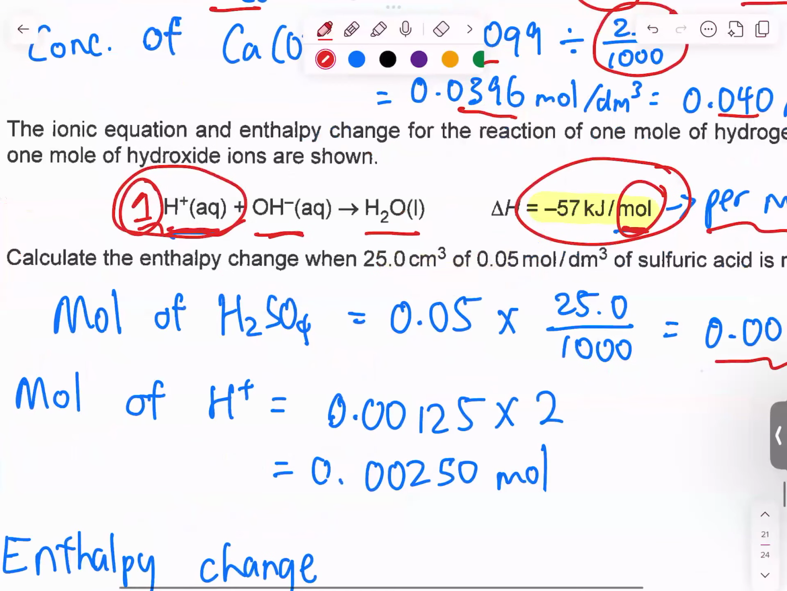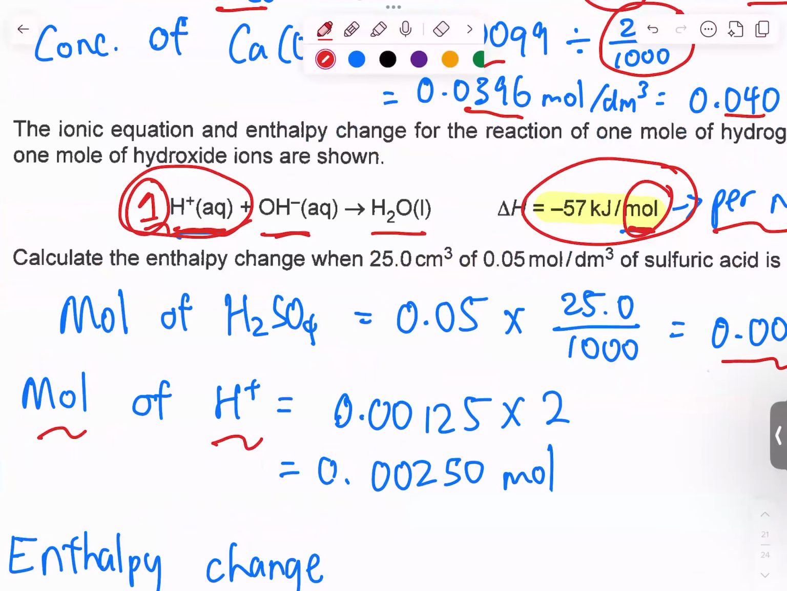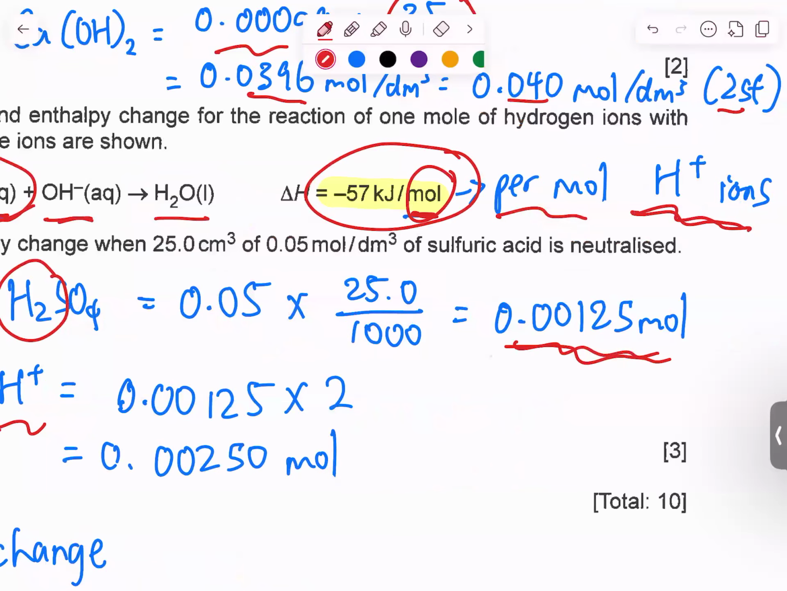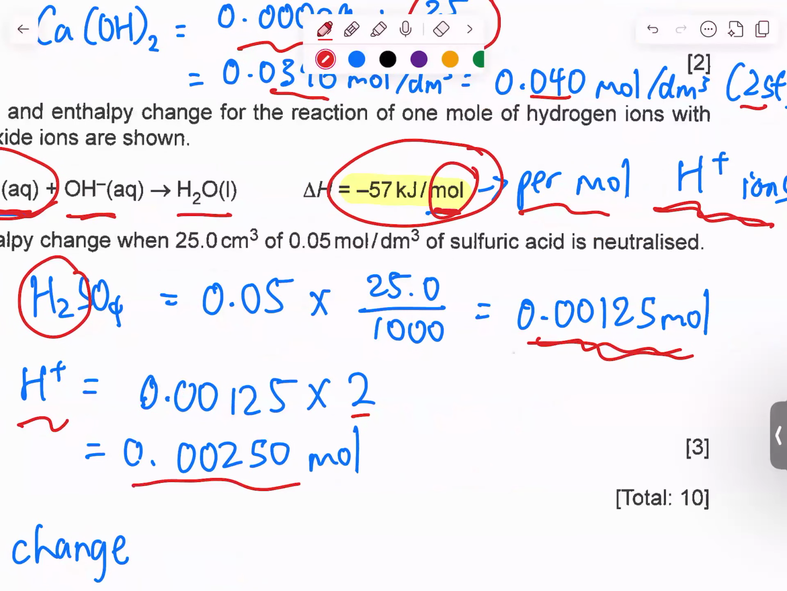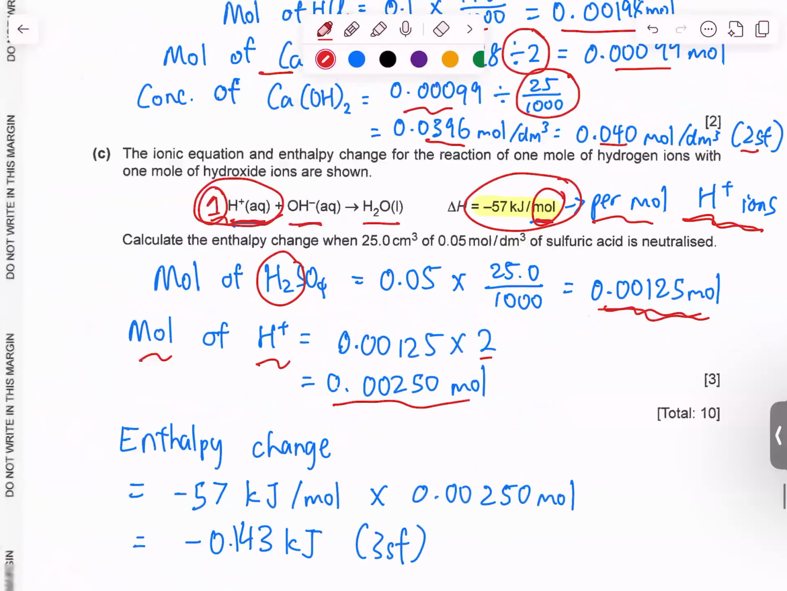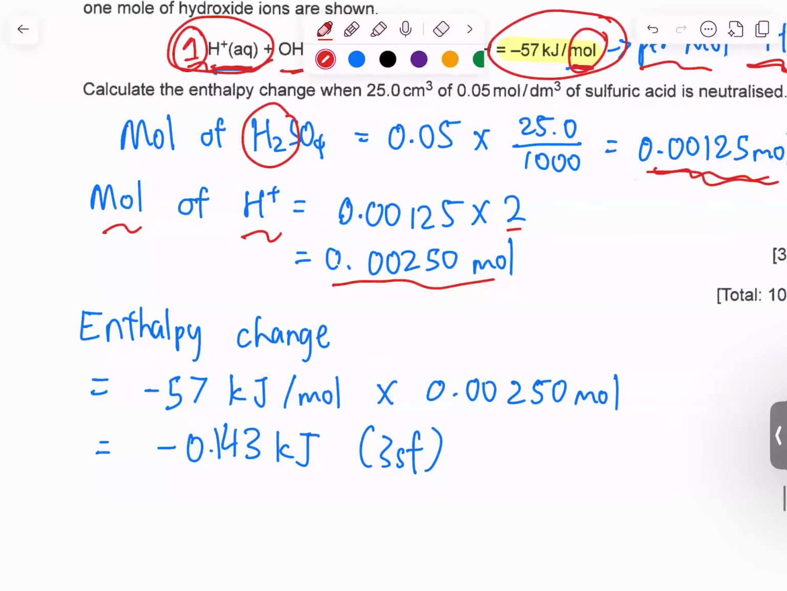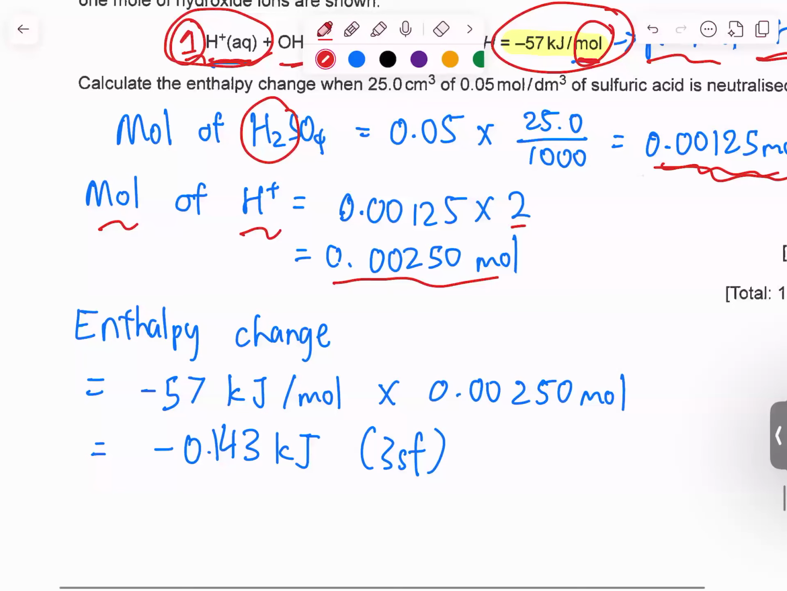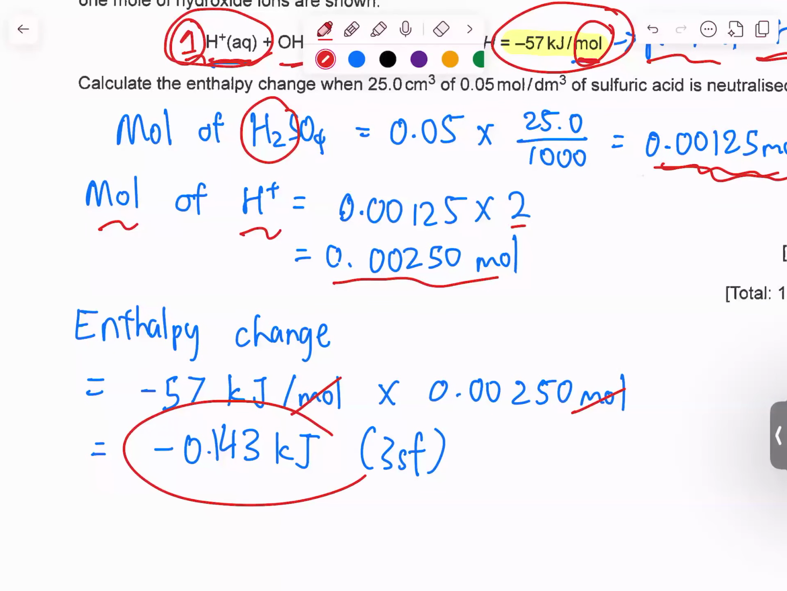So I need to calculate the mole of H plus ions. So 1 mole of H2SO4 forms 2 mole of H plus. So I will take this number of moles multiplied by 2. This is the true number of moles of H plus ions. And then the enthalpy change, minus 57 kilojoules per mole multiplied by 0.025 mole. So kilojoules per mole multiplied by mole, the mole will cancel out and I'll get kilojoules. Okay?